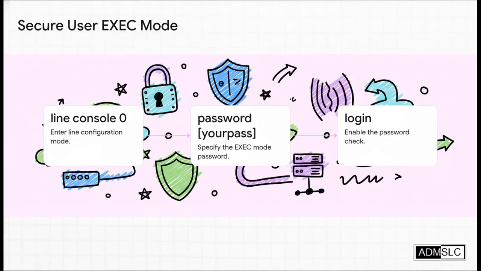The first lock we're going to set is for what's called user exec mode. You can think of this as the front door, the basic view-only access level. To do this, we jump into the console line configuration with line console 0. We set a password with the password command. And then, and this is super important, we type login. That last command tells the device to actually check for the password. So many people forget that step.